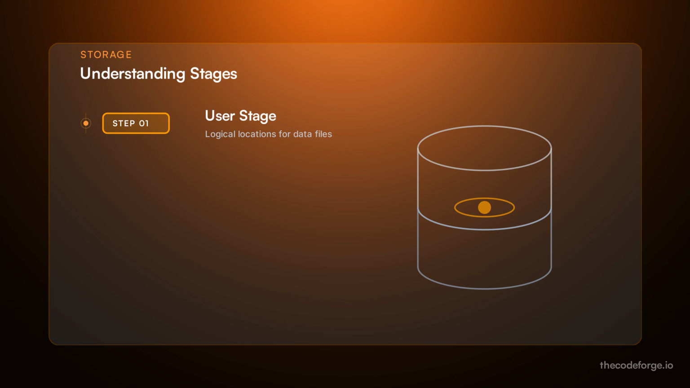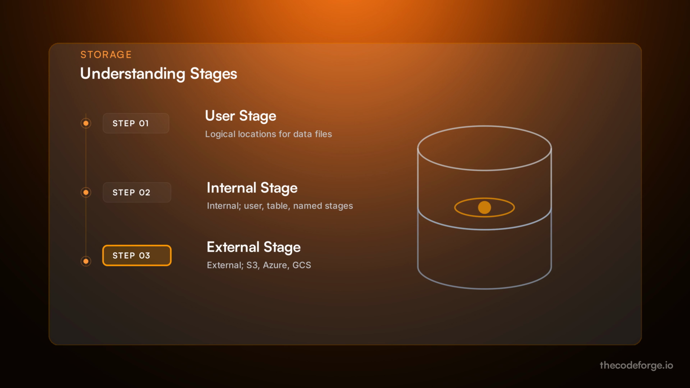Stages hold your files before they hit the database. Internal stages are built into Snowflake. External stages securely map to your simple storage service, Azure, or GCS buckets. For production, named stages are the best choice to centralize your config.